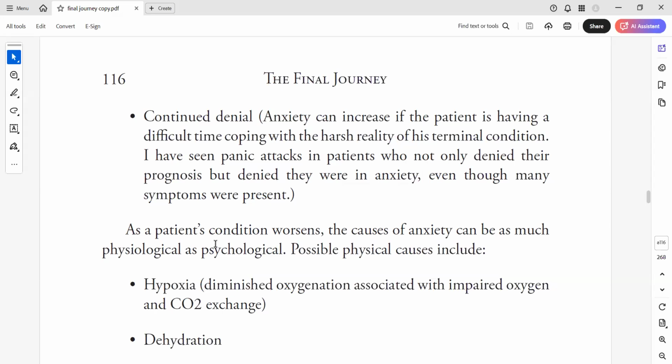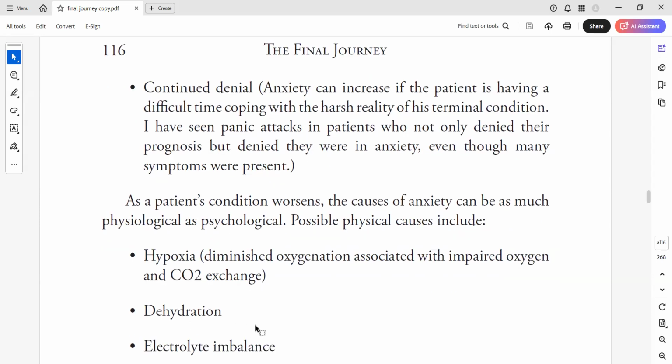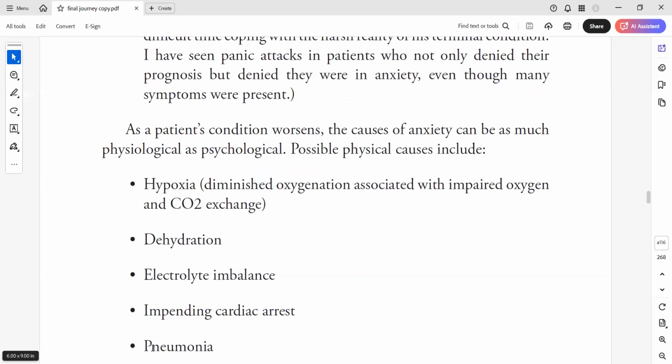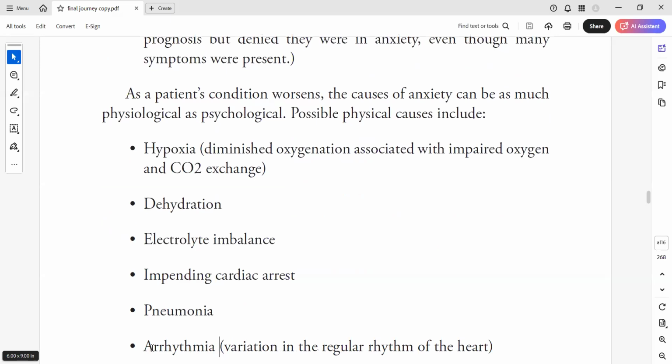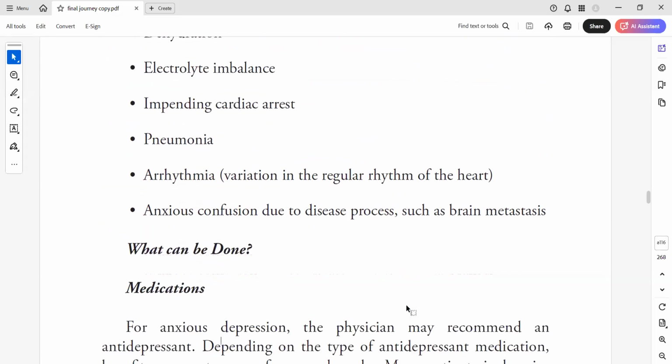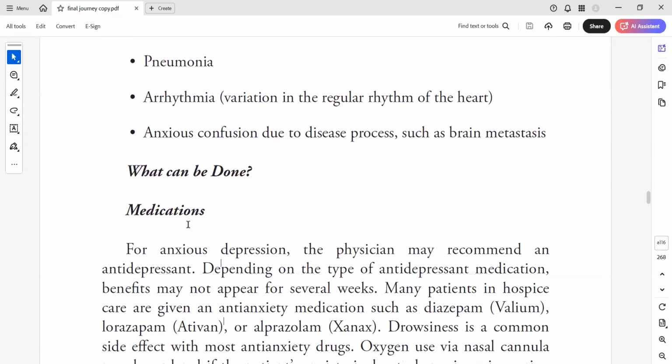As the patient's condition worsens, the causes of anxiety can be as much physiological as psychological. Possible physical conditions include hypoxia, diminished oxygenation associated with impaired oxygen and CO2 exchange, dehydration, electrolyte imbalance, impending cardiac arrest, pneumonia, arrhythmia, anxious confusion due to disease process such as brain metastasis. What can be done?